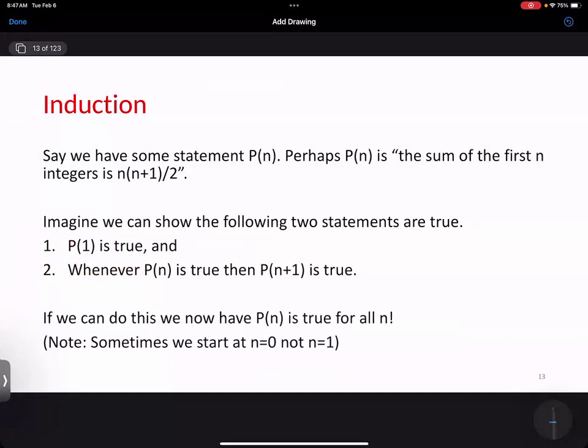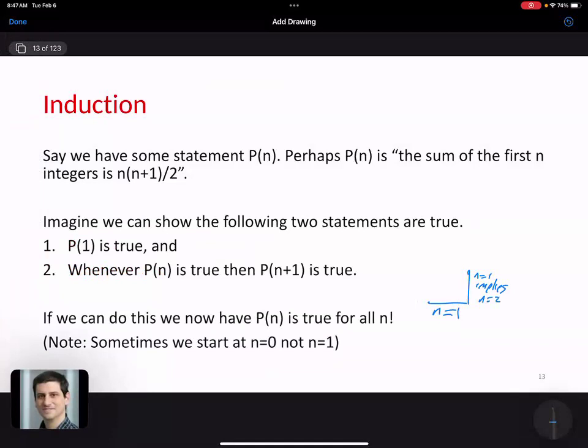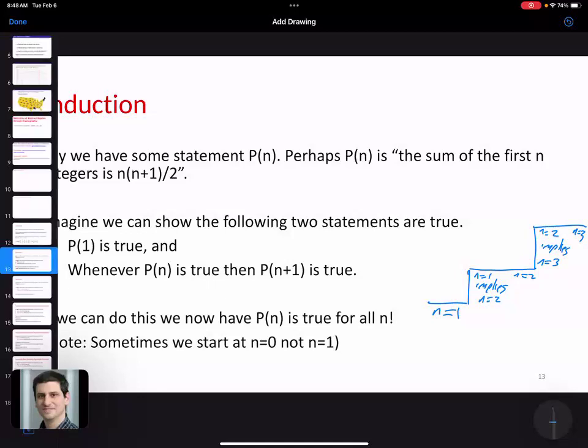And I'll show this picture again later, it's going to work like a staircase. Here's n equals 1. Here is n equals 1 implies n equals 2. And now here's n equals 2. And then here is n equals 2 implies n equals 3. And then here would be n equals 3. And you just walk up the staircase. So if we know that whenever Pn is true, Pn plus 1 is true, and we know P1 is true, once we know P1 is true, we can then deduce P2 is true.